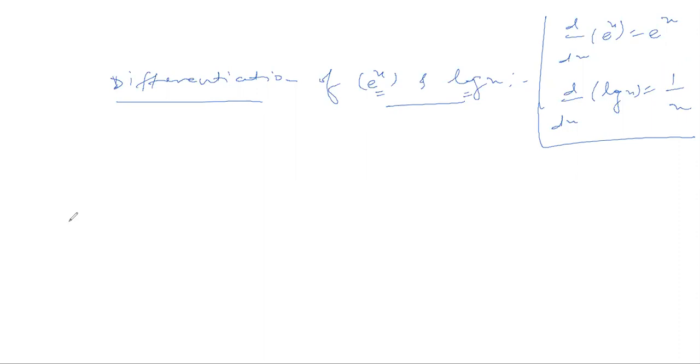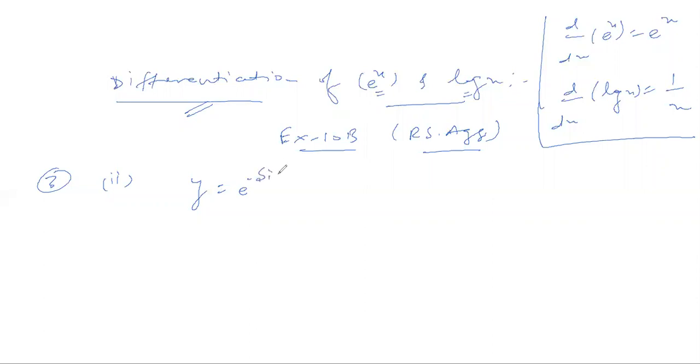Suppose a question is given to us. These questions I'm taking from exercise 10B of R.S. Agrawal, from the chapter Differentiation. This is the second exercise, question number 3, second part. Let's take it as y equals e raised to power minus sine 2x. This is the question, and we'll differentiate this.